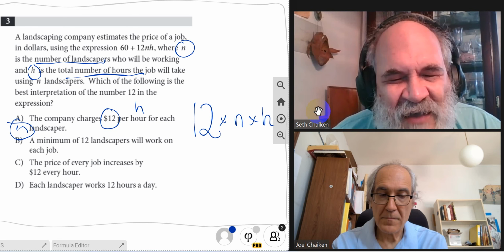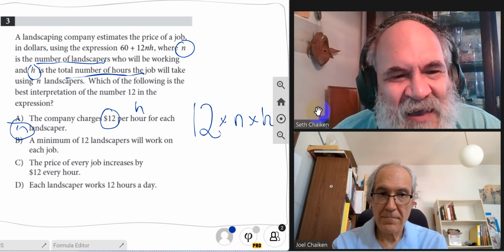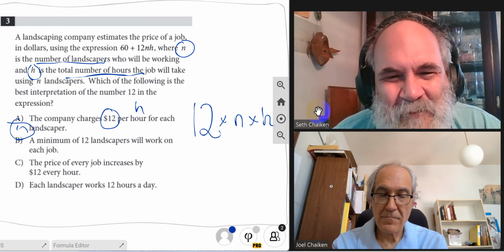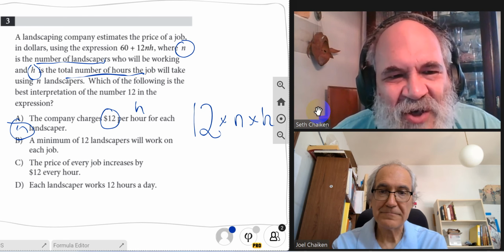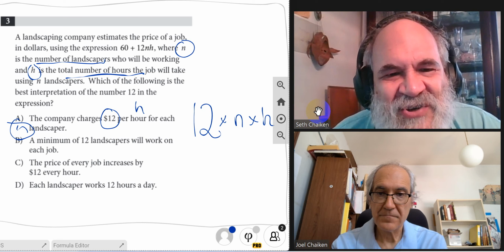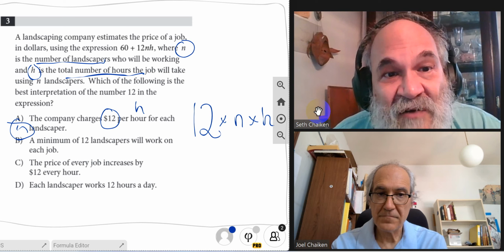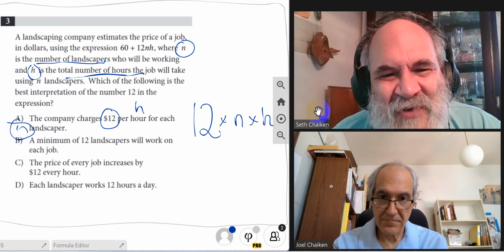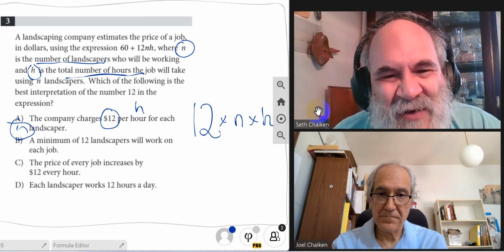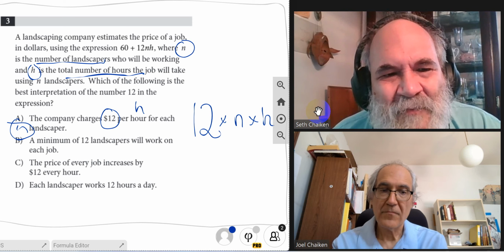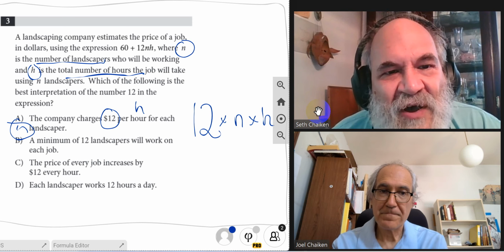And so when you read it and interpret the language as it's written, it is one of these questions that is obvious. Yeah. A charge of $12 per hour per landscaper means that the formula for the charge is 12 times the number of hours times the number of landscapers, which is 12 times h times n, which is 12 times n times h. Right.